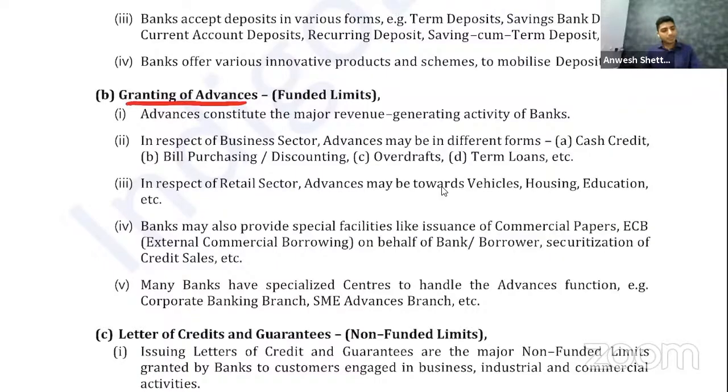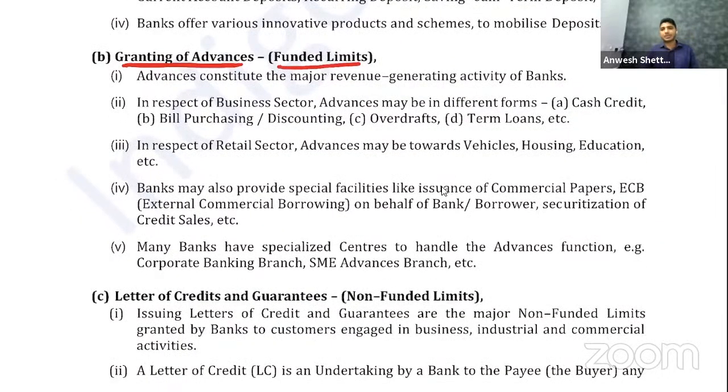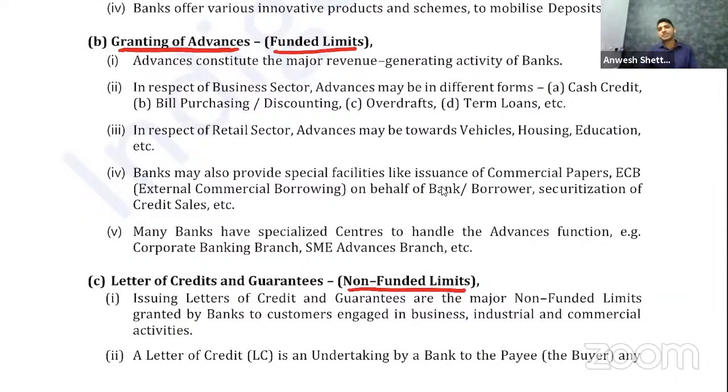But what I want you to understand here is that there are two types. If you can see the screen, they're talking about funded limits and non-funded limits. Now, what is the difference between funded and non-funded? In funded, actual money goes out from the bank.